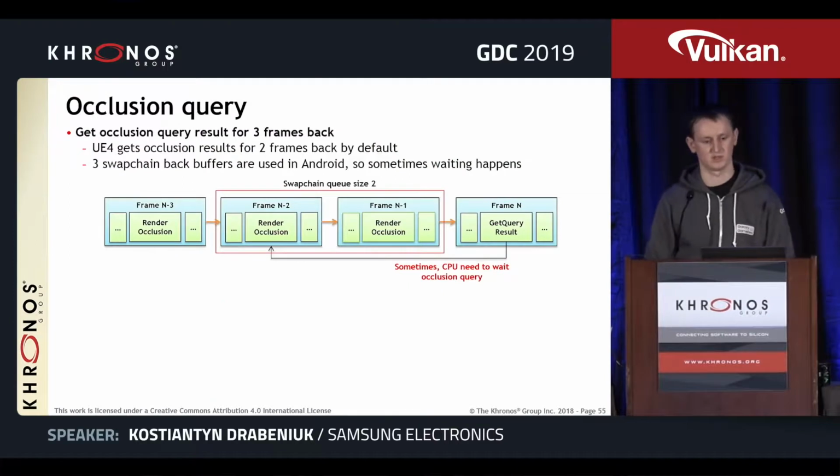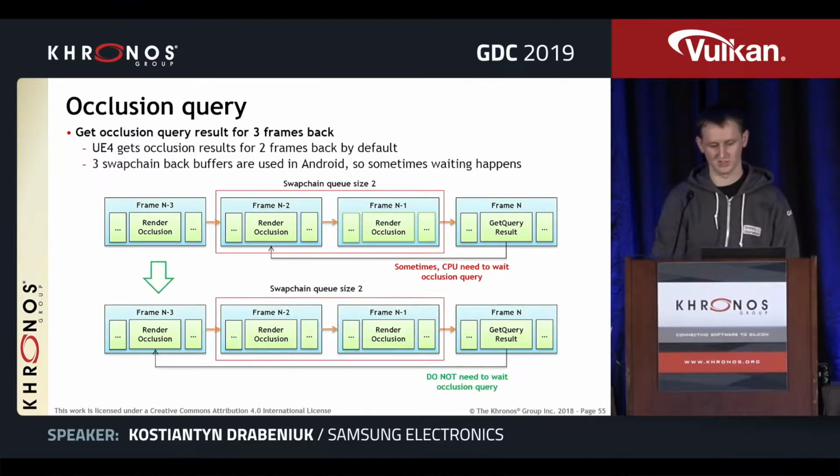Let's talk a bit about occlusion query optimizations. Originally Unreal gets the occlusion query result from 2 frames back, but on Android we have 3 swap chain back buffers, which means the size of the queue is 2. So when getting the result 2 frames back, waiting sometimes happens because that frame may not have been executed yet. The solution is just getting results from 3 frames back, which guarantees that we don't need to wait.